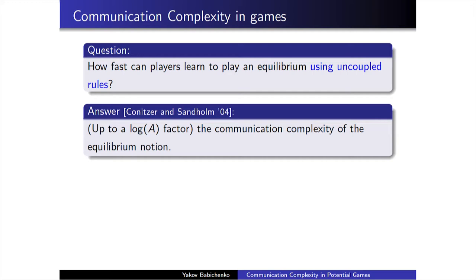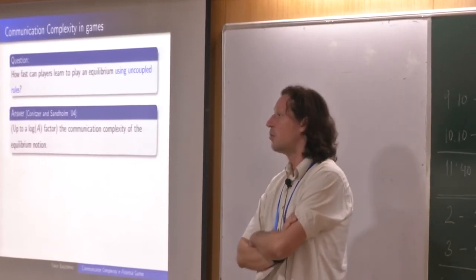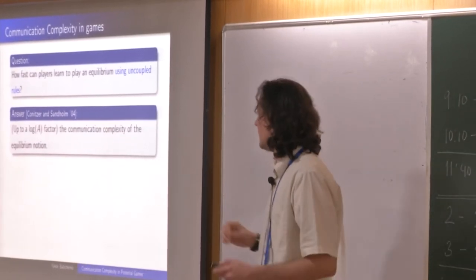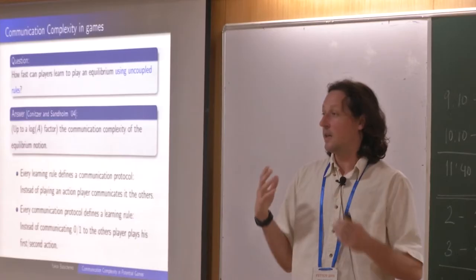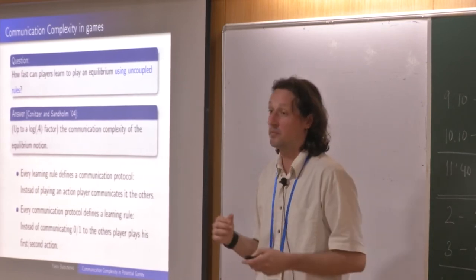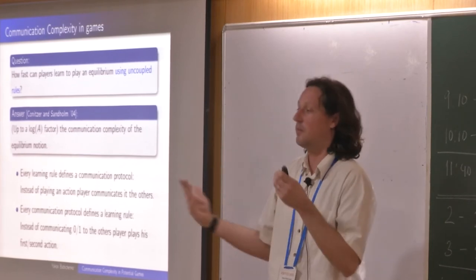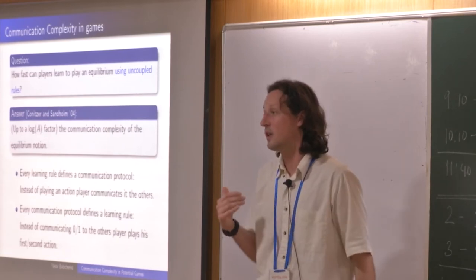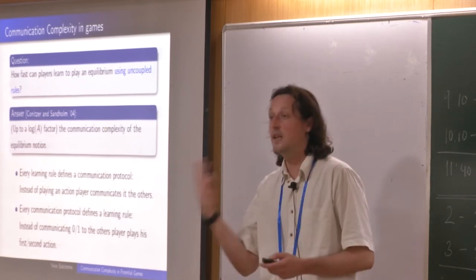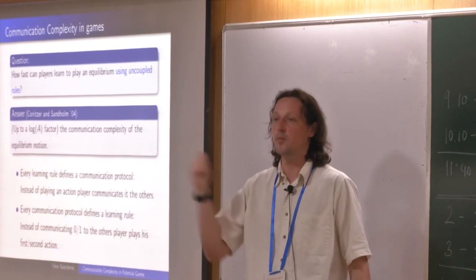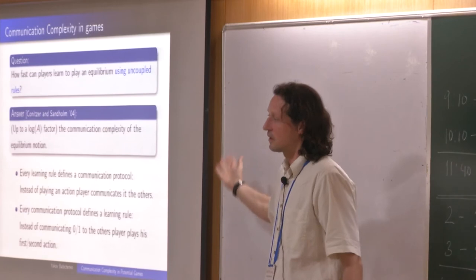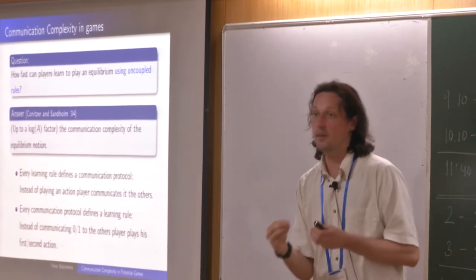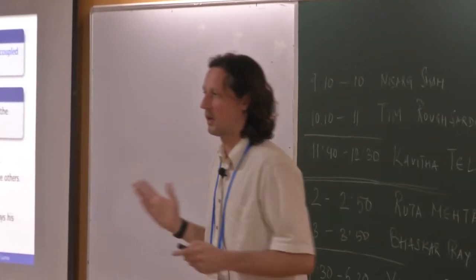And the answer to this question turns out to be communication complexity. It is an observation by Conitzer and Sandholm that communication complexity, up to some logarithmic factor, exactly captures the rate of convergence of dynamics to equilibrium. Why is that? When we think of dynamics, every dynamic defines a communication protocol. Instead of playing an action, I communicate to the other players which action I'm going to play. In the other direction, if I want to simulate a communication protocol, then instead of sending the other players a bit 0 or 1, I will play either my first or my second action. So it is a one-to-one correspondence, and this is why I think communication complexity is a very interesting topic to study in the context of game theory, because it captures precisely the rate of convergence of a very natural class of dynamics.